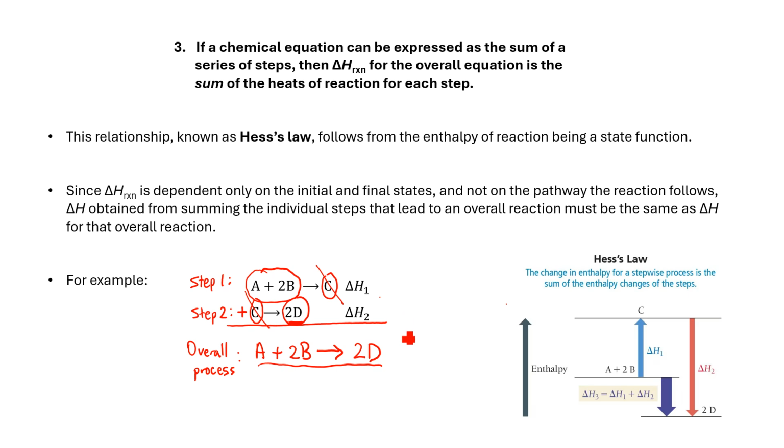And your new delta H, we can call it delta H of your reaction, is equal to delta H1 plus delta H2. Okay? This process is called Hess's law. Everything we just did, where we added the reactions, the sum of every individual step is equal to the delta H of the reaction, the sum of the heats of the reaction for each step.